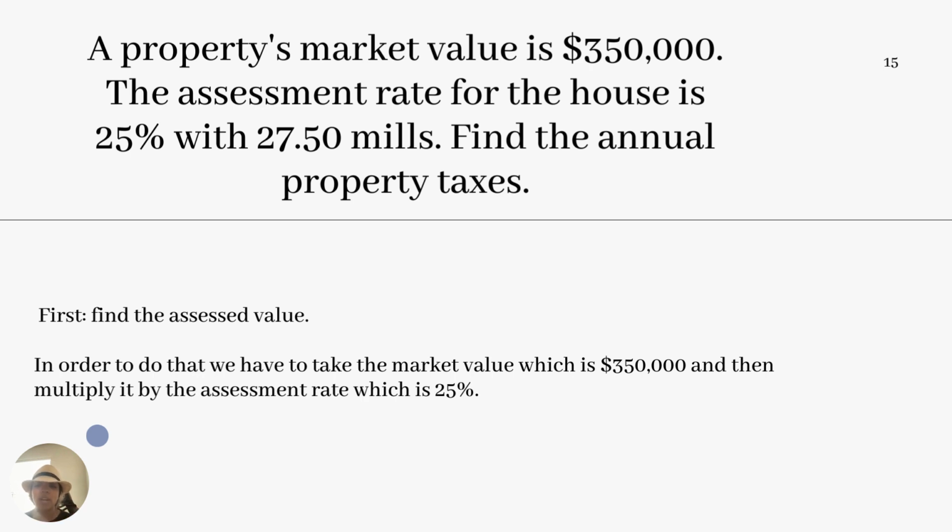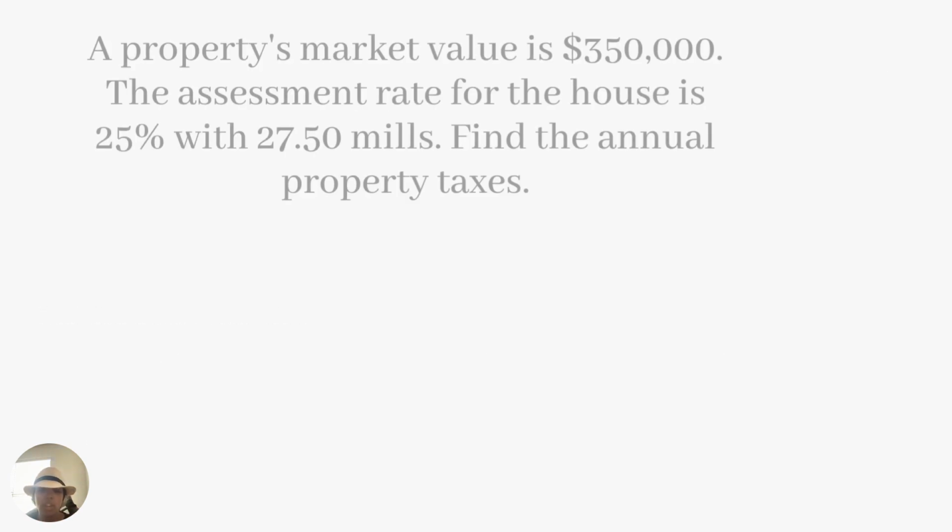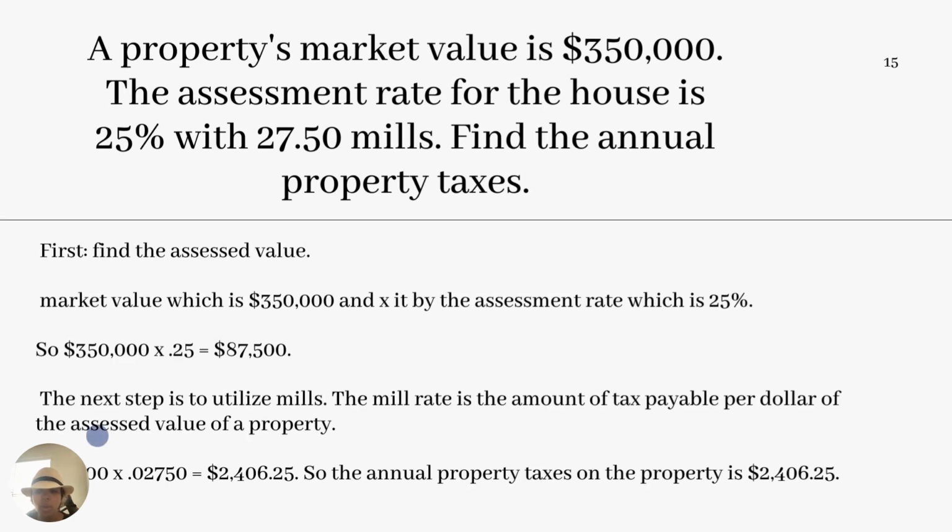But we need to find out the assessed value. So we know the market value is $350,000. In order to do that, we take the 350,000 and multiply it by the assessed rate, which is 25%. So 350,000 times 0.25, or if you are doing regular math, 25%, that equals 87,500. All right.